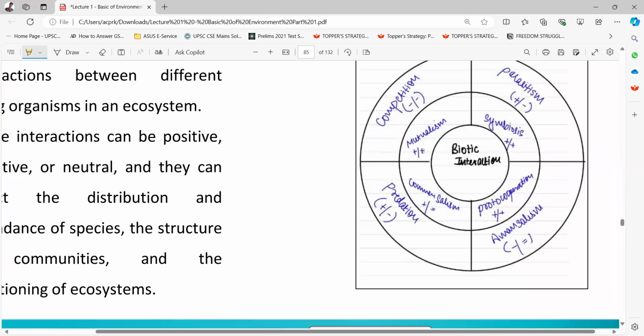Mutualism, plus plus. Symbiosis, plus and plus. Protocooperation, positive and positive. Commensalism, positive and neutral. Okay, predation, plus or minus. Amensalism, minus or neutral. Parasitism, plus and minus. Competition, minus and minus.